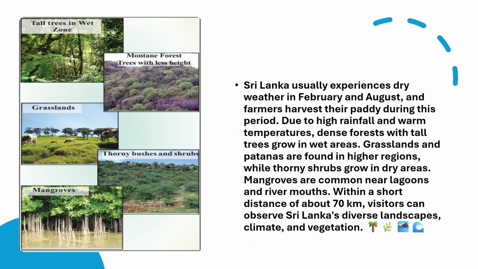Sri Lanka usually experiences dry weather in February and August, and farmers harvest their paddy during this period. Due to high rainfall and warm temperatures, dense forests with tall trees grow in wet areas. Grasslands and patanas are found in higher regions, while thorny shrubs grow in dry areas. Mangroves are common near lagoons and river mouths.